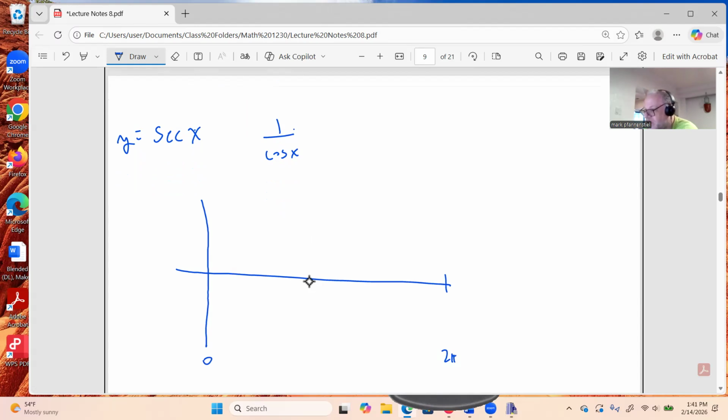So we have 0 to 2 pi. Here's my pi. Here's my pi over 2. Here is my 3 pi over 2. And then cosine, again, is bounded between -1 and +1. So we're going to be here, here, here, here, and here. So I'm going to dot this in.